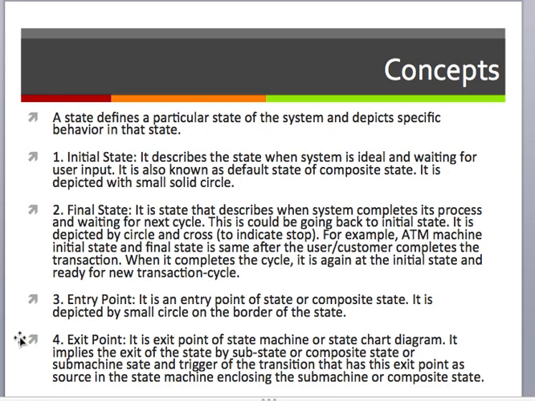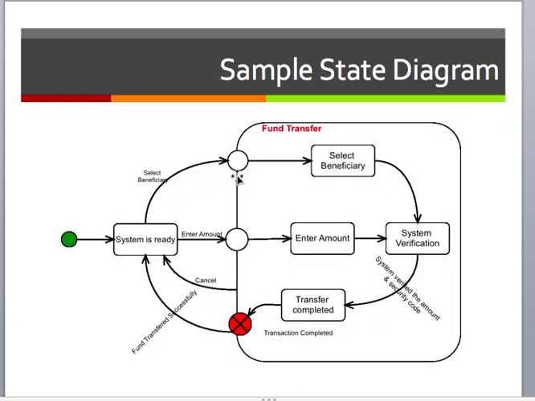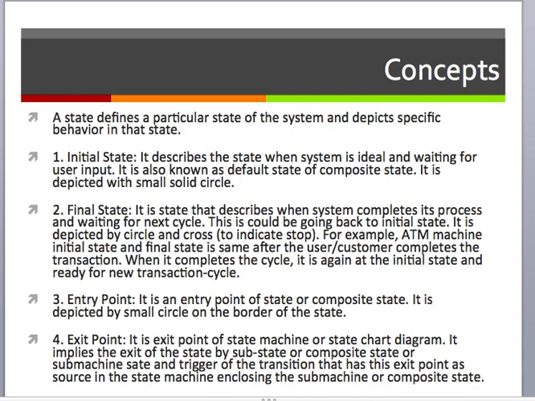The entry point is a small entry point of the state or the composite state. It is basically depicted by a small circle on the border of the state. If you see, it is on the border of the state, right? It's the entry point. And the exit is also a small circle, but inside there is a cross, so you know it is the exit.